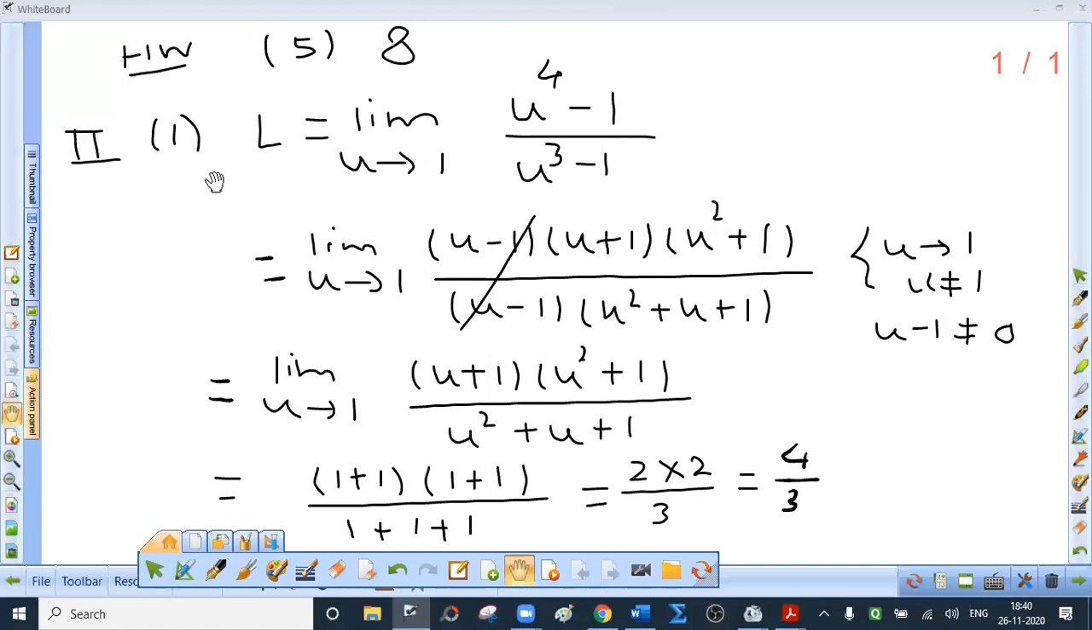Now second part, first sum. Let L be the limit u tends to 1, u raised to 4 minus 1 upon u cube minus 1. You can say that divide numerator and denominator by u minus 1. But as indices are just 3, 4, I have factorized this. What are the factors? U raised to 4 minus 1 has factors u square minus 1, which again can be written as u minus 1 u plus 1 into u square plus 1. What are the factors of a cube minus b cube? A minus b, a square plus ab plus b square. We can cancel u minus 1. Now take the limit, means to replace every u by its limiting value, which is 1. So final answer is 4 by 3.